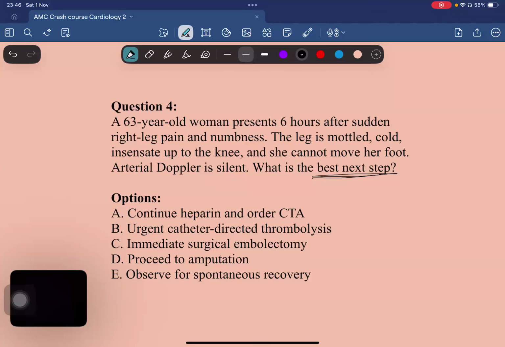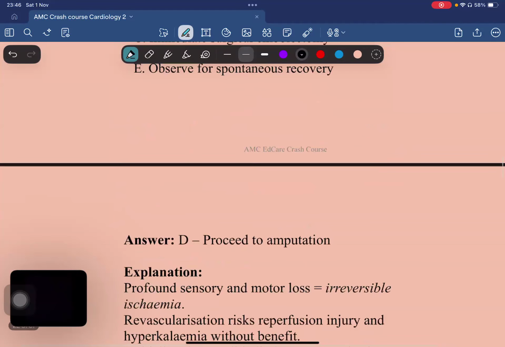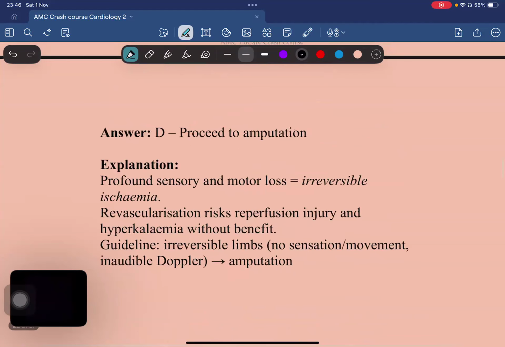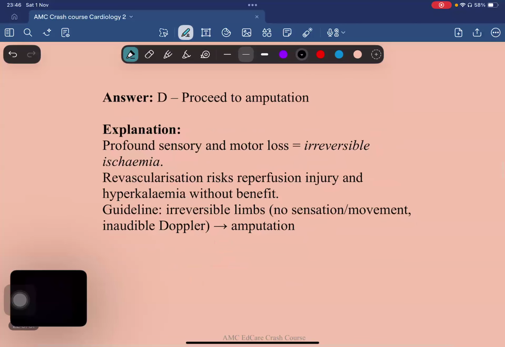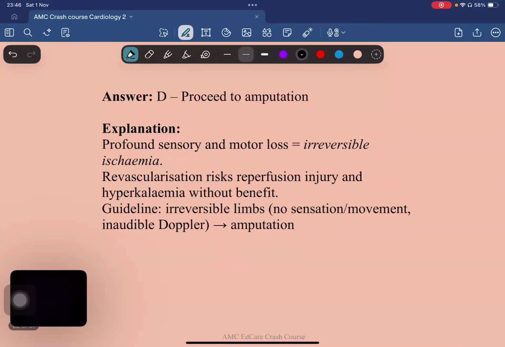Exactly. So on the chat we have proceed to amputation. That's absolutely right. It should be proceed to amputation. Why? There's profound sensory and motor loss, which classifies this as irreversible ischemia. So this is a very important point over here. There's something we should know.